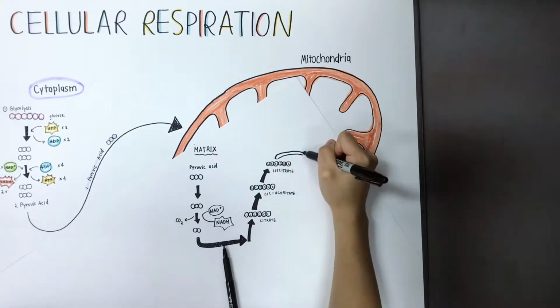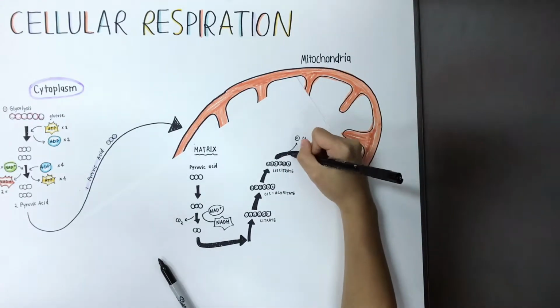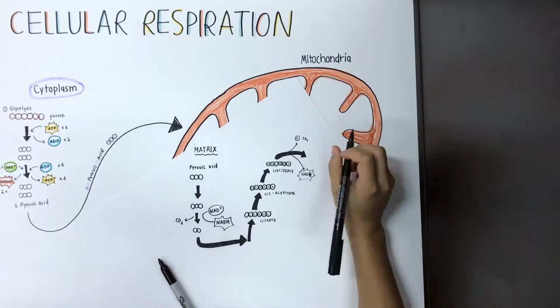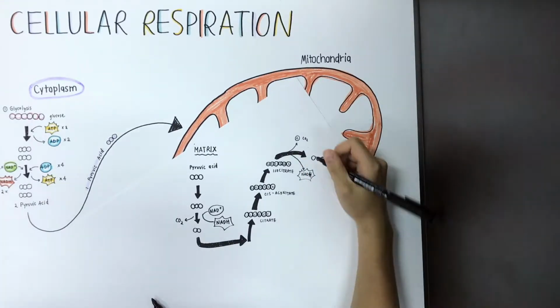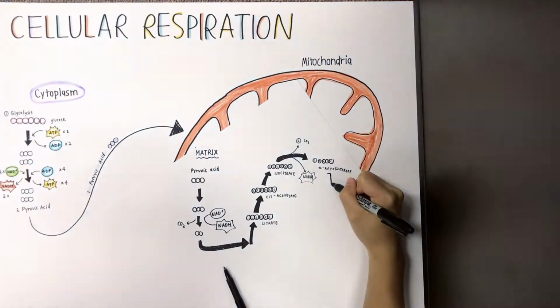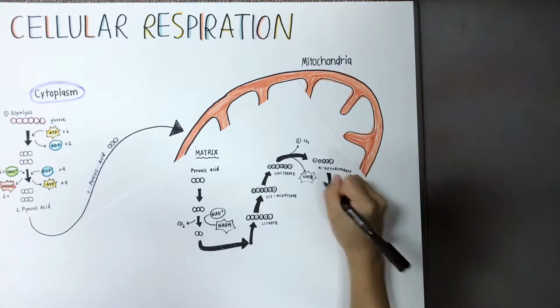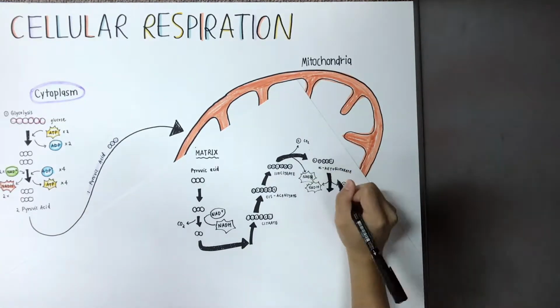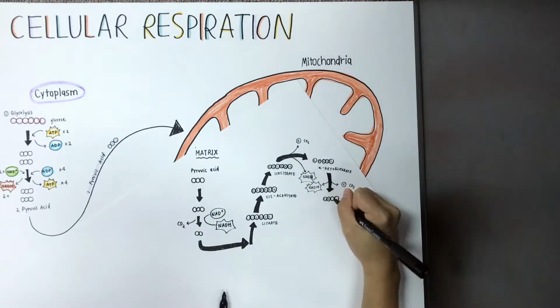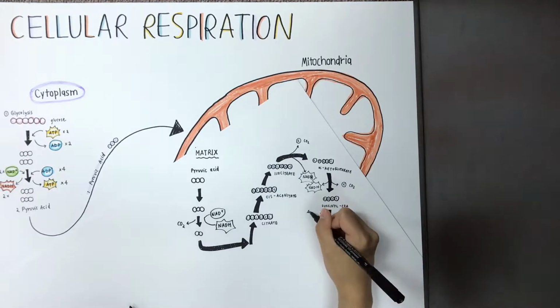In the next step, we lose one of the carbons in the form of carbon dioxide, and we also produce one NADH. So, we are left with a 5-carbon molecule called alpha-ketoglutarate. The same thing happens again. We lose another carbon as carbon dioxide and produce one NADH, but this time we are left with a 4-carbon molecule known as succinyl-CoA. Next, it produces GTP, which is equivalent to ATP.